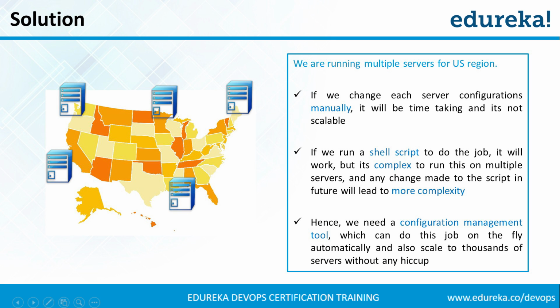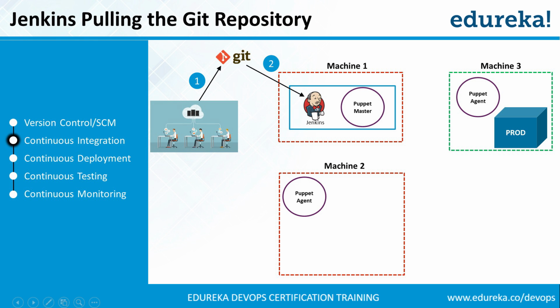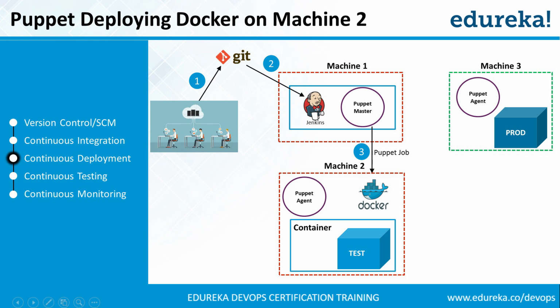That's the reason why we are going to use configuration management. We are going to use Git for pushing the code out. Continuous integration would be done using Jenkins. Deployment would be done using Docker containers on the machine. These machines, machine 1, machine 2, machine 3, are all Ubuntu machines.